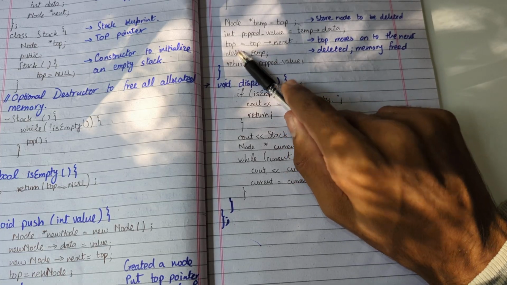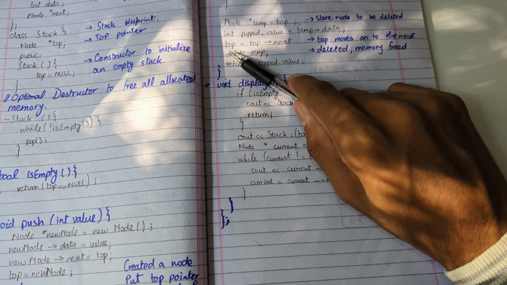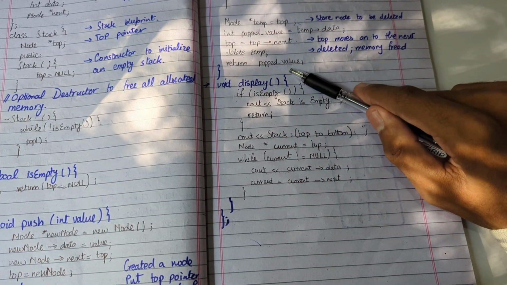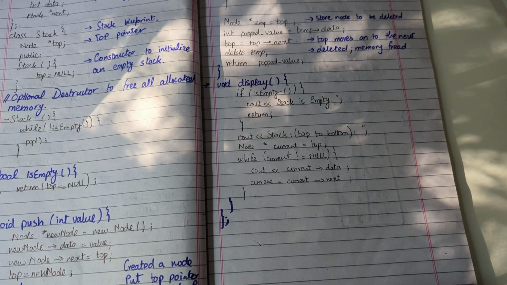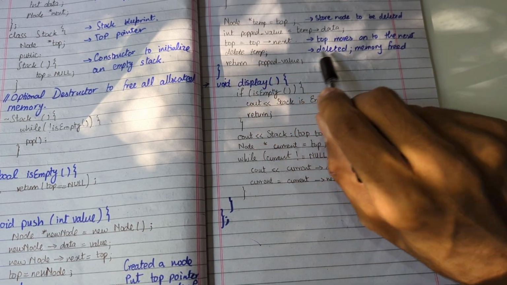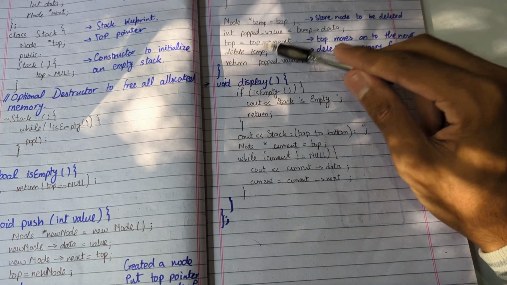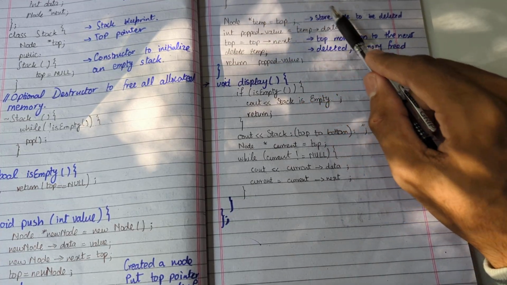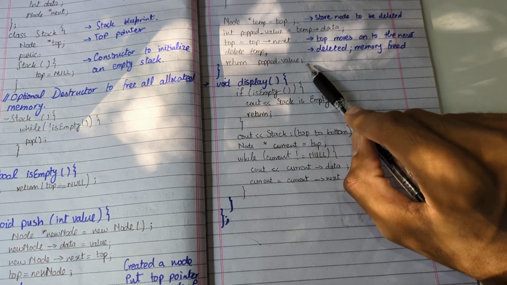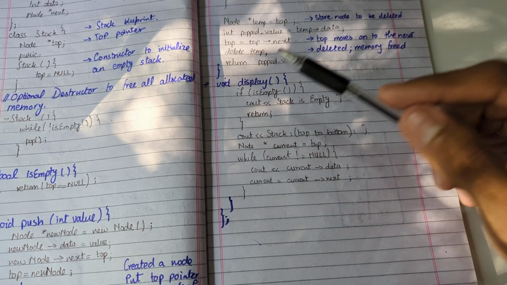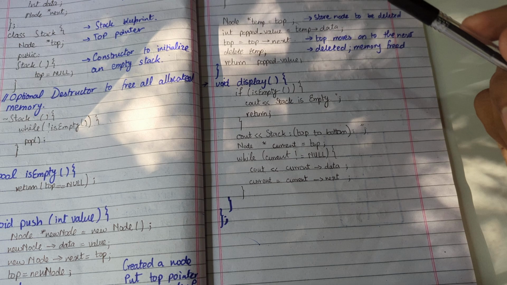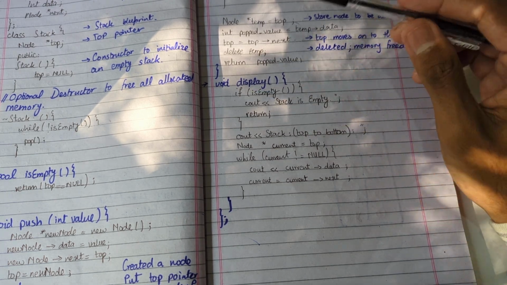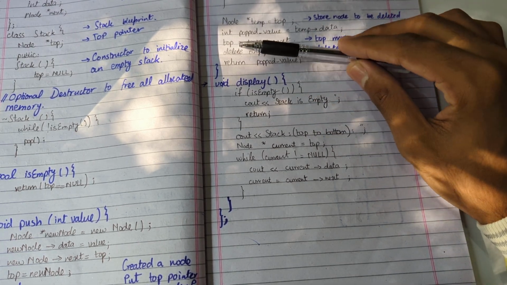Then we have top equals top next. We're going to assign top to the previous top's next pointer, which is the second element of the stack. Top moves on to the next. Delete temp, freeing the memory. So we deleted the temporary thing, and then we returned the pop value so the user knows which value was popped. Now that was the working of a stack using a linked list.